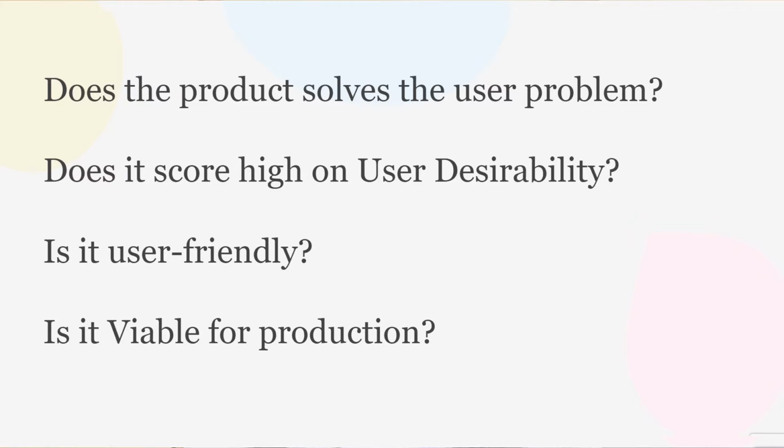Evaluate the product or the application that you are going to launch into the market on multiple aspects. Does the product solve the user problem? Does it score high on user desirability? Is it even user friendly? Is it viable for production? So how would you go about it? You would create a visual representation of the idea. Get feedback from your team members and stakeholders, revise your idea, again get the feedback, and most importantly get the feedback from your target users who are ultimately going to use your product. This visual representation of the idea is called a prototype.